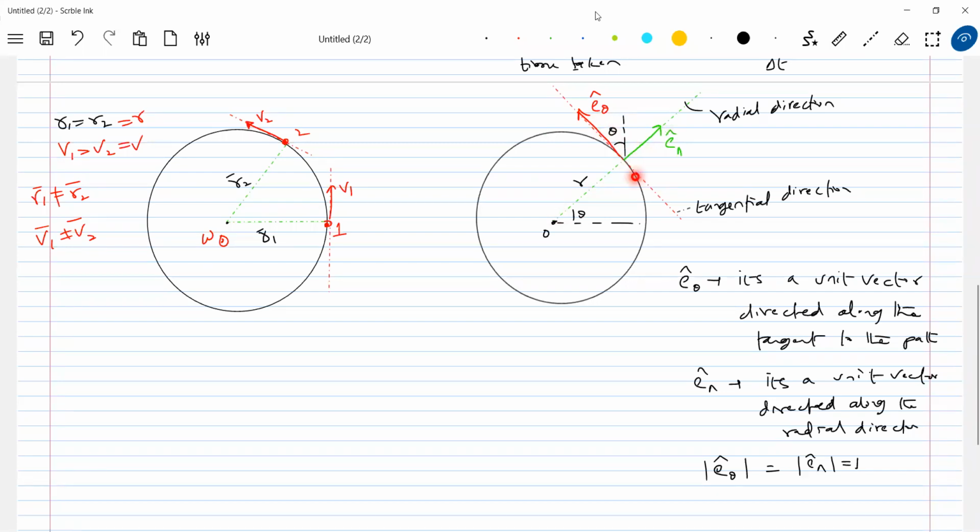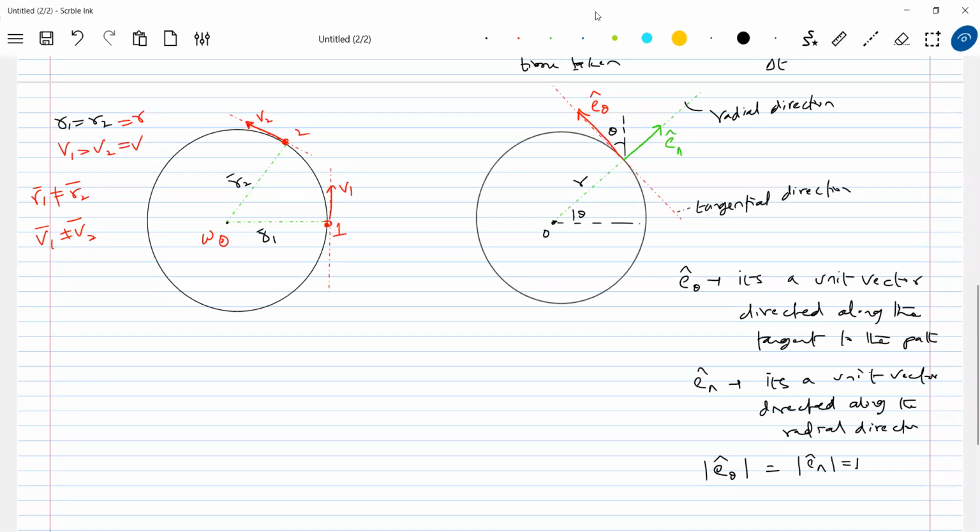If any quantity has plus E theta cap, it means you assumed this direction positive, so it will be in this direction. If you get a negative, it is opposite to what you assumed. Similar to I cap and minus I cap, the same condition applies here.